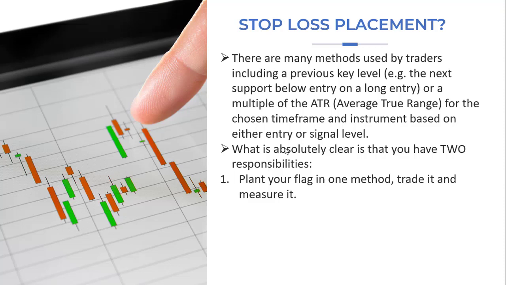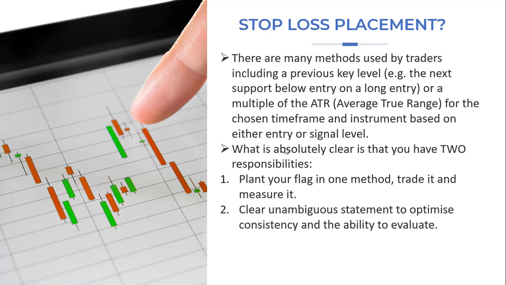Through this, you can obviously determine whether it needs a tweak or whether it needs to change completely in terms of the method you're using. That is only possible, of course, if you have a clear, unambiguous statement to optimize consistency in action and give you the ability to evaluate how well it's doing. So, for example, an anytime touch of a 1.5 times ATR below entry signal level is a clear and unambiguous statement that could be written in a trading plan.